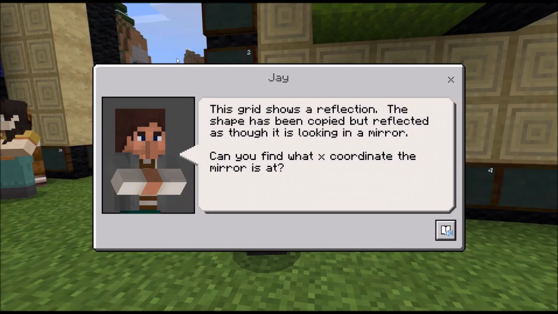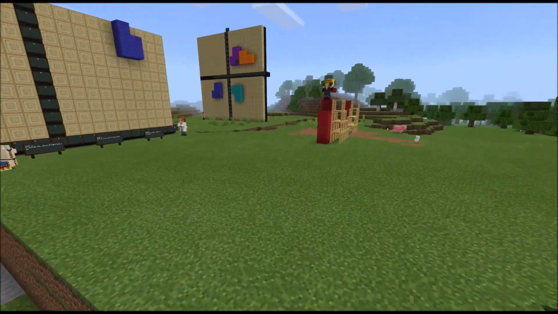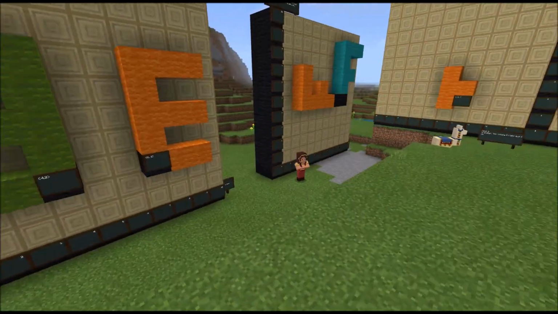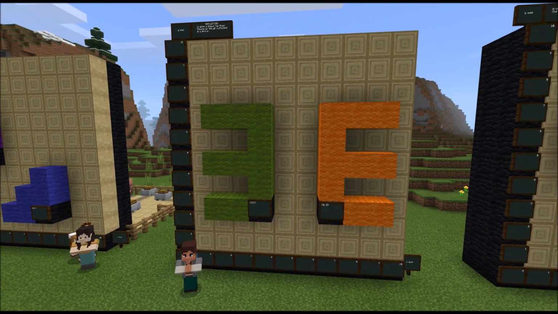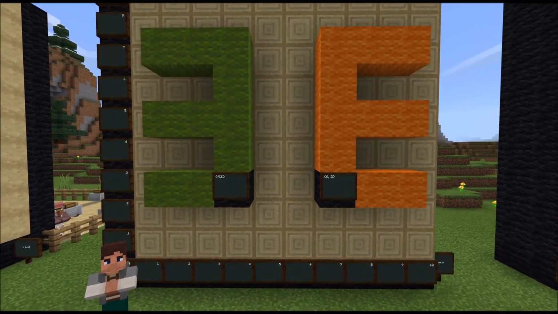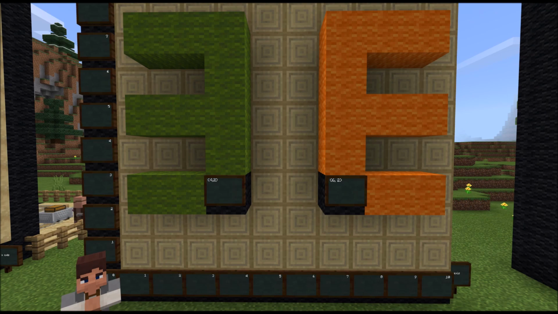Right, this grid shows a reflection. Let's have a look at it. Oh gosh, something going on there. Hopefully they're building something for the Key Stage 2 children to play with. So again, we've got our 10 by 10 grid, and this time we've got the letter E, you can see here in orange, that's been reflected into green, or the other way around, it doesn't matter which. They're a reflection of each other.